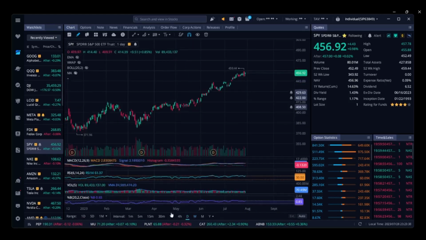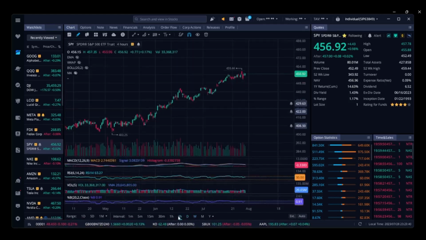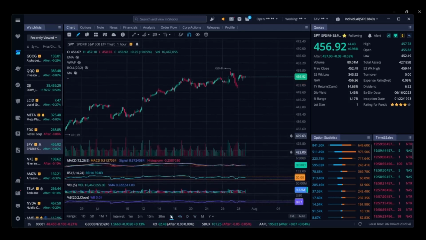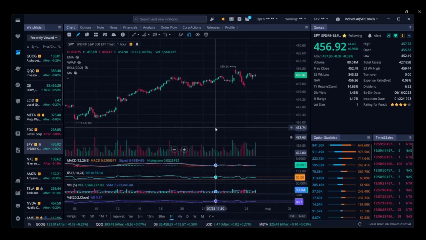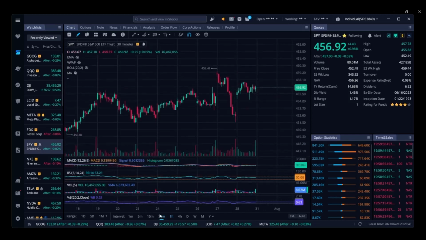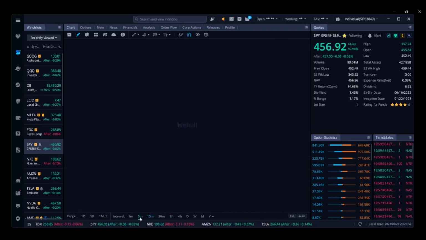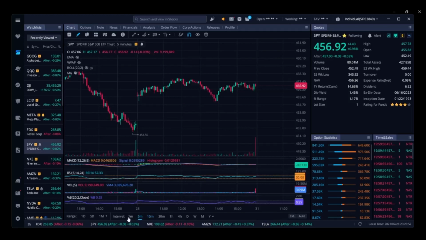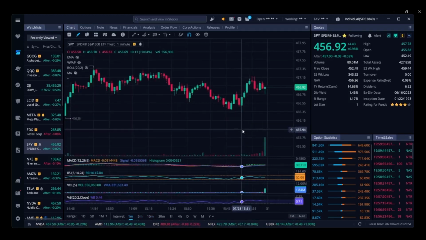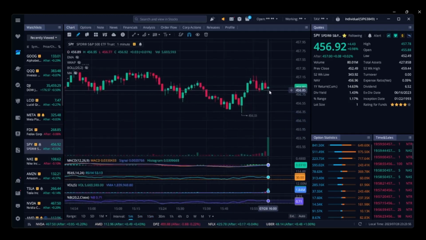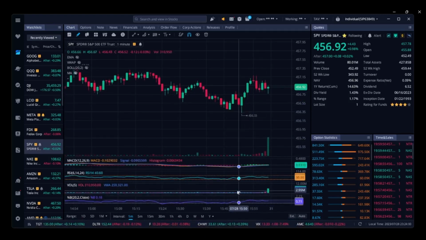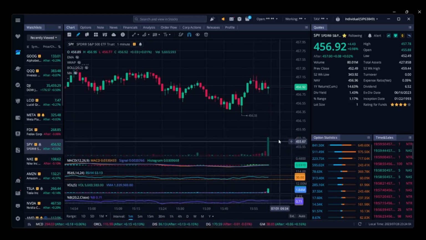So we got the daily, the 4 hour, the 1 hour, 30 minute, 15 minute, 5 minute, and the 1 minute. So each chart represents something different. It's the same thing, but it's different time frames. So it's going deeper and deeper into it.